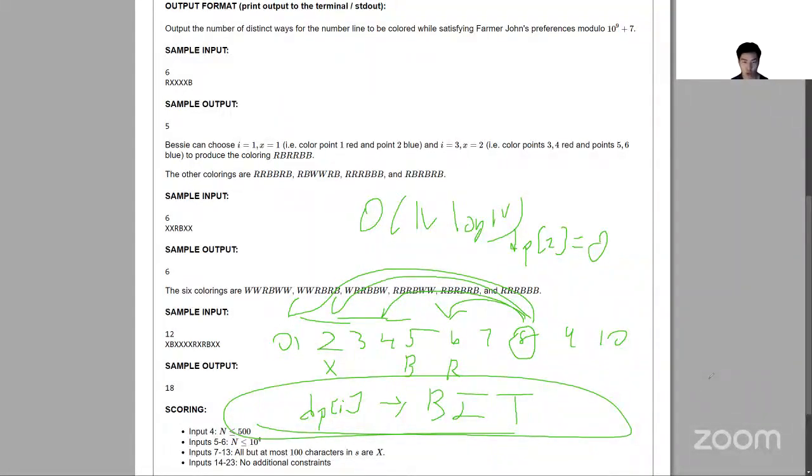And then one last note is this current runtime is n log n. You can also implement this in O of n with a two-pointer idea, and I'll explain how that works.